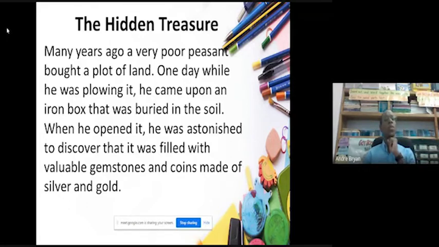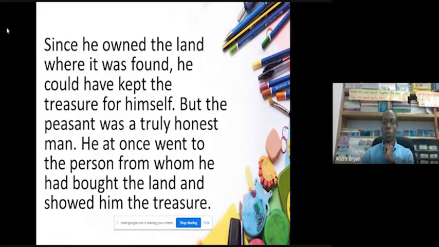Now, what did the peasant do after that? Let us see if we can find what he did in the story. That's right, he went back to the previous owner. That is the person who owned the land before him, and he showed him the treasure. Now, when the man saw the treasure, what did he say? What did he do? That's right, he refused to take the treasure from the peasant. He said to him that since you have found it, it belongs to you.